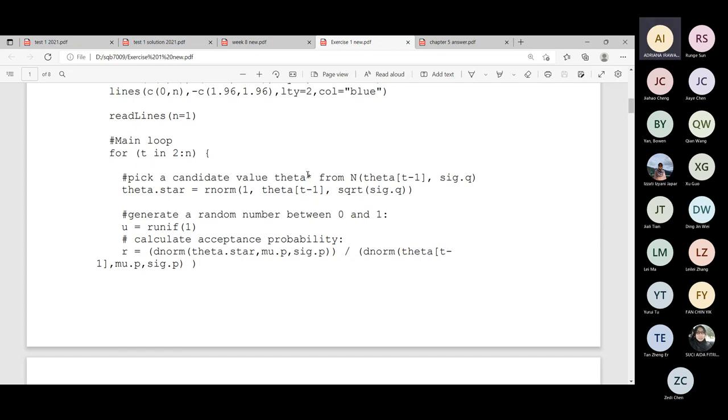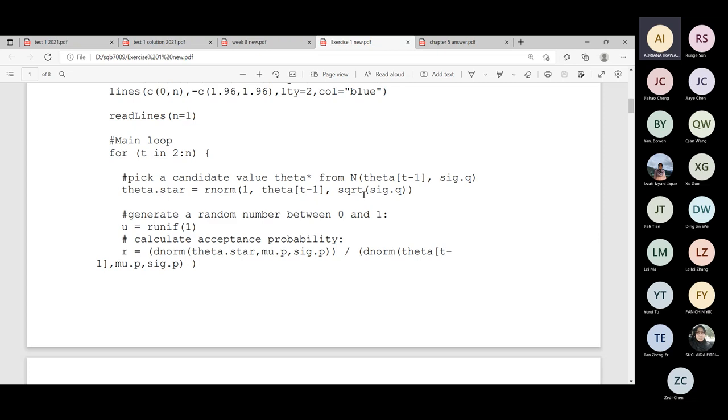Then you have to pick a candidate value from normal theta t minus 1, sigma q. This is your proposal. Because we are using R, you can use the inbuilt function from R. For example, to generate from a normal you can just use rnorm. I don't expect you to write your own program to generate from a normal. The mean here is the previous theta plus the, but you have to be careful with the input in R, because rnorm uses the standard deviation, not the variance.